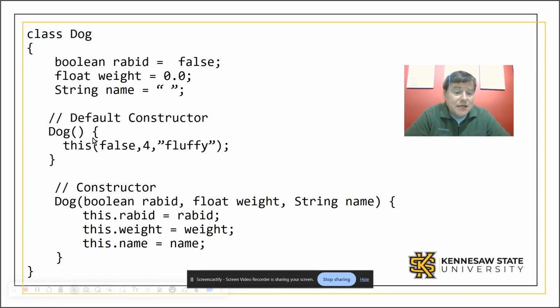So if you make a dog and you pass nothing as parameters, what's going to happen is it's going to make a call to this constructor because you'll pass nothing in the parameters, and then this constructor will immediately call this constructor with the three parameters passed in being false, 4, and fluffy. So it's just a way of allowing you to not have to write rabbit equals false, weight equals 4, name equals fluffy inside the default constructor. You simply use a different constructor that already takes those things in.